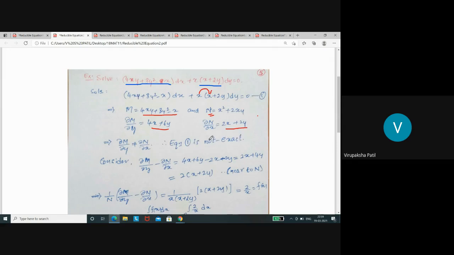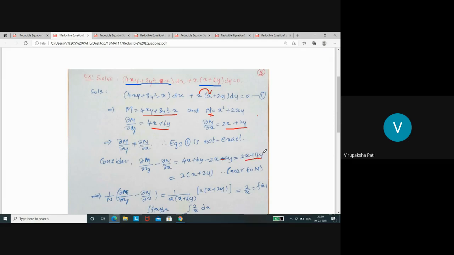Once it is not exact, what can we think? We can think of reducing this given differential equation to the exact form by multiplying it by an integrating factor. Now to find the integrating factor, what should we do? We should take the difference ∂M/∂y − ∂N/∂x, which becomes 4x + 6y minus (2x + 2y). After simplification, 4x − 2x is 2x and 6y − 2y is 4y, so you will get 2x + 4y.